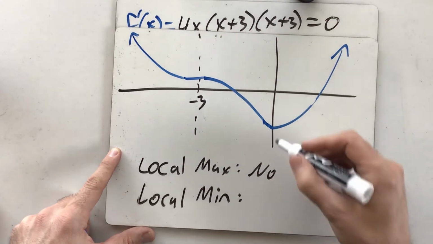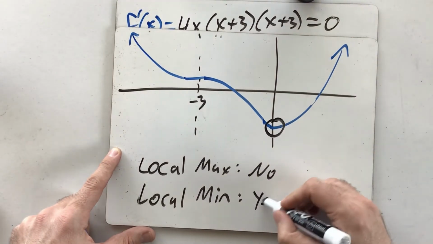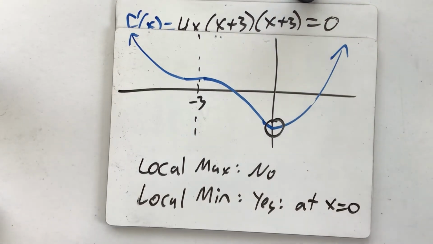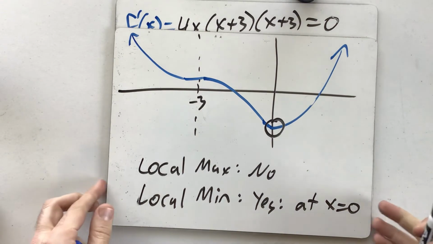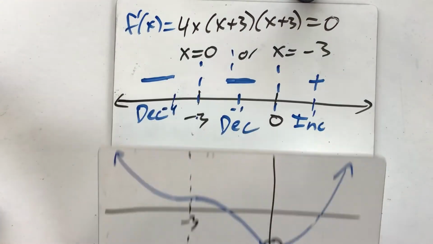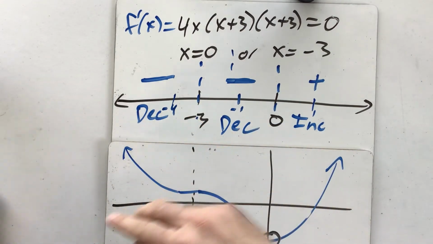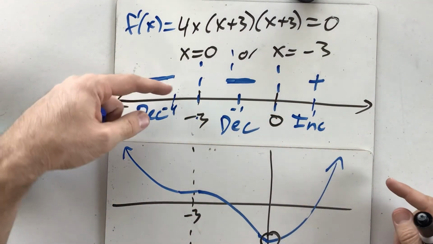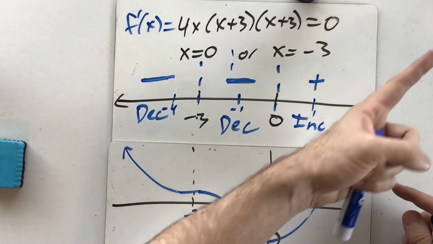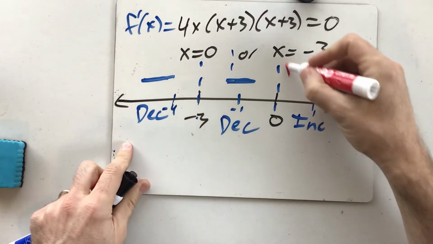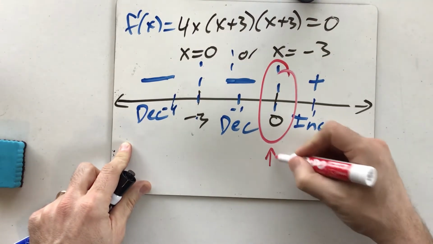The answer is yes, at x equals 0. So the question is, could we have figured out that we had a local min without drawing the picture? And the answer is yes, because if you look at our problem, you'll notice we're going down and then we switch to going up. And so a local min had to occur right here in this spot.